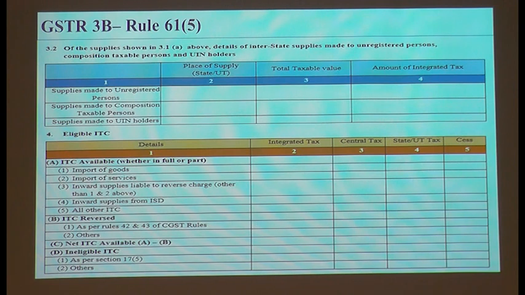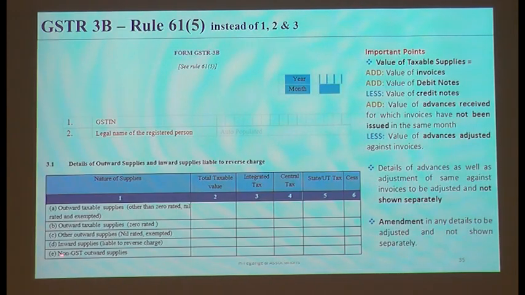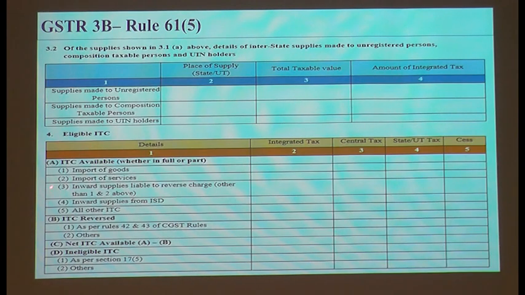Next, eligible ITC. For taking input tax credit, I need to fill table 4. Table 4 requires you to show how much is the import of goods, import of services, and inward supplies liable to reverse charge. If you see, I have shown inward supplies liable to reverse charge here. Same amount I need to copy and paste in table 4, row 3, wherein inward supplies liable for reverse charge. Inward supplies from ISD. Why inward supplies from ISD? Because they have distributed the credit, so I am eligible to take the ITC of it. And all other ITC should come under row 5.